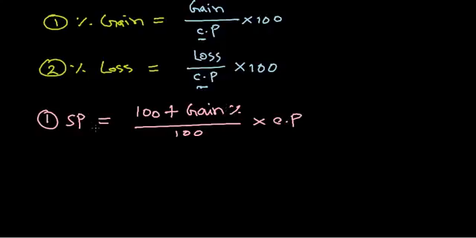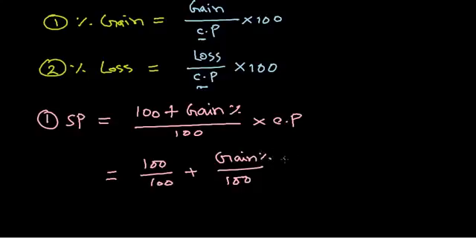Now for the selling price calculation, why do we use this 100 in the denominator? Because if we break it down, we get 100 by 100, then the gain percentage also divided by 100, and finally multiplied by the cost price.